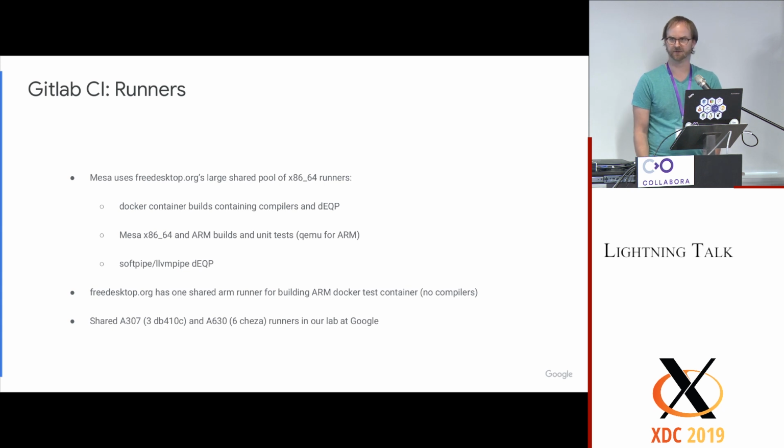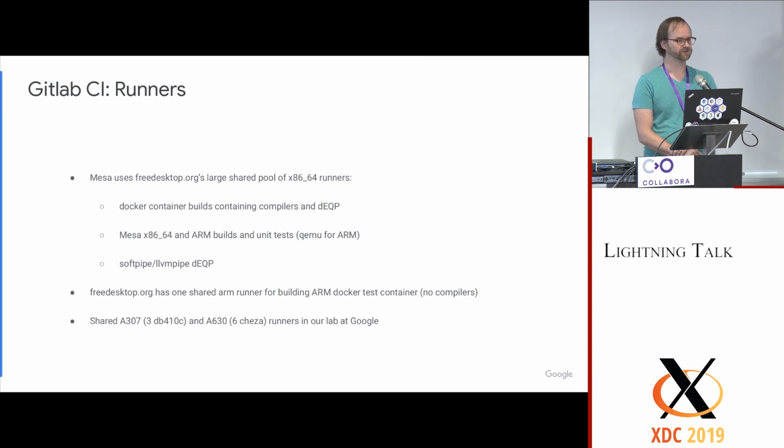So the x86_64 runners do Mesa builds. They do the unit tests. They also do our cross builds to ARM and actually run the ARM unit tests on x86 using QEMU. We also use these to do DEQP runs for GLES2 and GLES3 with the software rasterizers. So we can make sure that when we make changes to Mesa, at least some renderers still work.